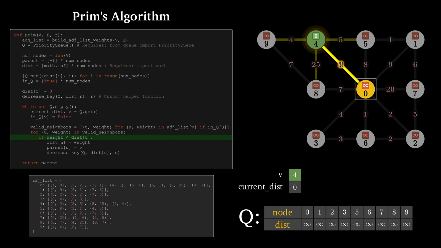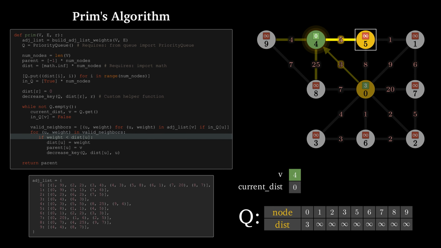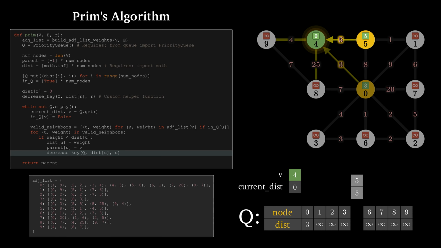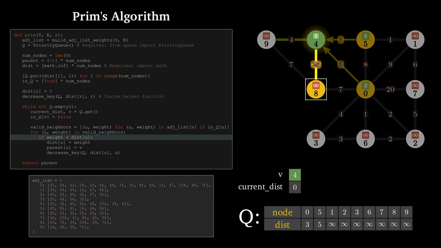If that's the case, we update the distance of u to the new weight and set the parent of u to v, since that's the node from which we are reaching it. Finally, we apply decreaseKey to update this change in the queue. Basically, the distances and parents of all neighboring nodes of v will eventually be updated. The for loop will terminate once all valid neighbors have been processed.